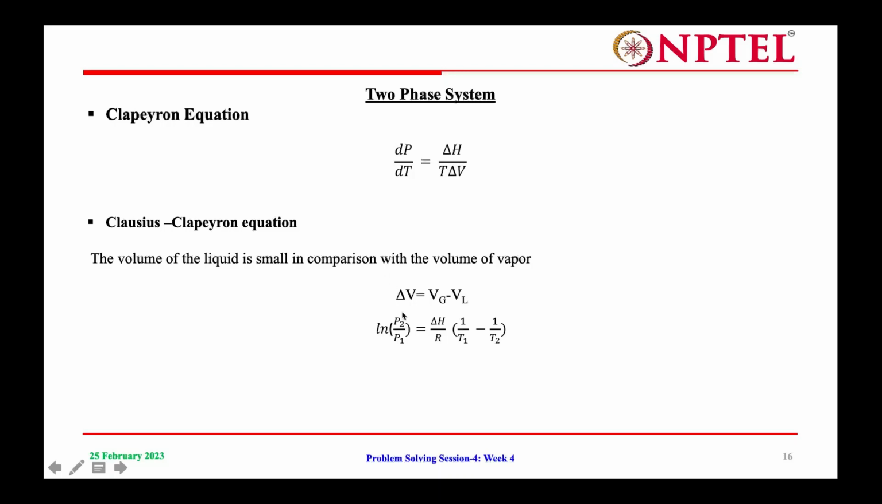Right. So here, when you put delta V equal to Vg, that is the assumption. Now from the ideal gas law, Vg is equal to RT by P. Put this in the equation and integrate, then you will get this relation to solve two-phase systems.